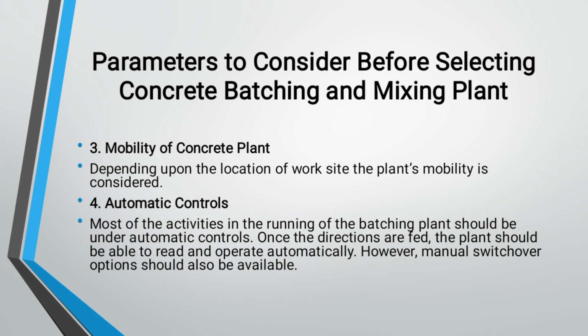Next one, we have got the automatic controls. Most of the activities in the running of the batching plant should be under automatic control. Once the directions are fed, the plant should be able to read and operate automatically. However, you can also use a manual switch over.